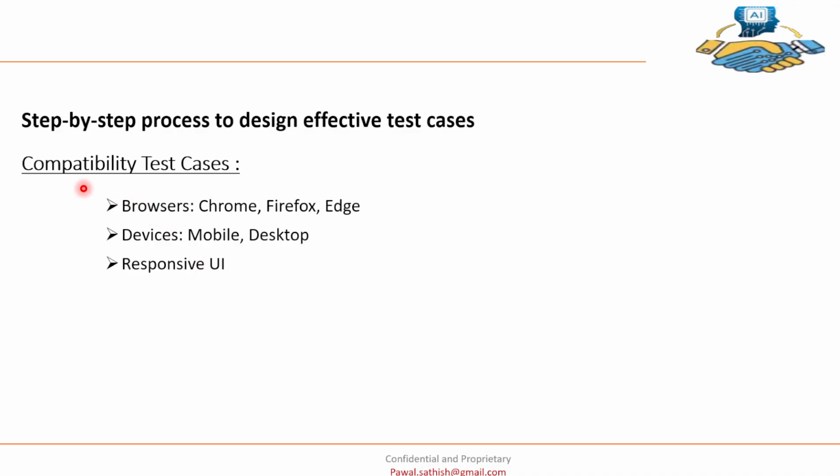Then we also need to consider the compatibility. Okay, so when the product owner is giving the requirements, we also need to consider which browser we need to execute. Maybe we need to execute only Chrome or Firefox or Edge. Okay, then also we need to consider what are the devices we need to consider, whether it's a desktop, mobile, or the laptop only. And the UI should be responsive.